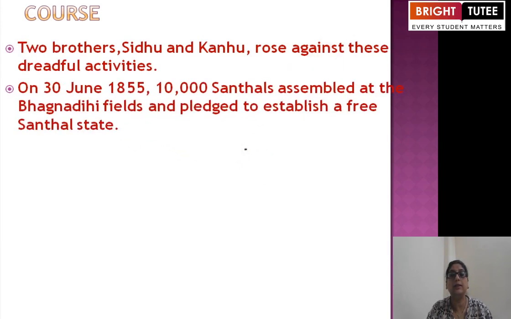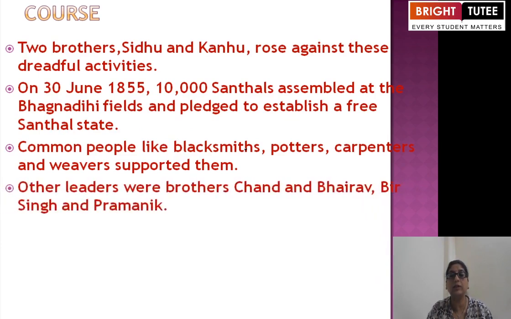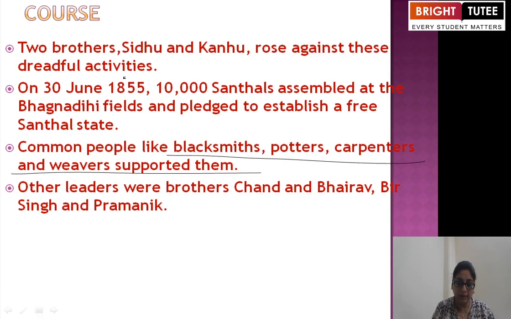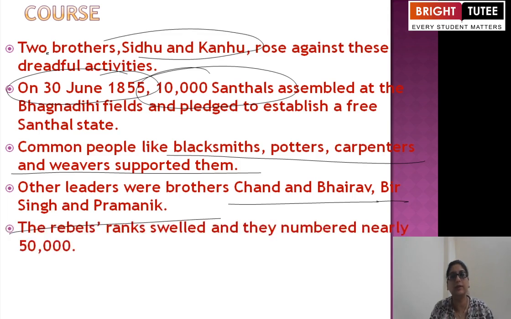Now, two brothers, Sidhu and Kanu, rose against these dreadful activities, and on 30th June 1855, 10,000 Santals assembled at the Bhognadih fields and pledged to establish a free Santal state. Common people like blacksmiths, potters, carpenters, and weavers supported them. And what was the date? 30th June 1855. And how many Santals? 10,000 Santals. Other leaders were brothers Chand and Bhairav, Bir Singh and Pramanik, and the two brothers Sidhu and Kanu. And they raised this revolt.